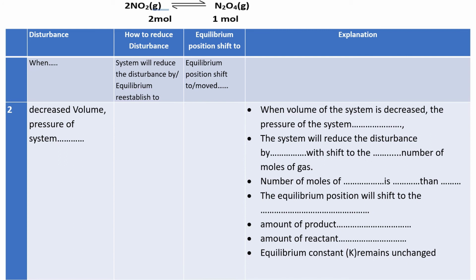Okay, how about the second factor? The disturbance is you decrease the volume. Once you decrease the volume, the molecules will collide more frequently, so the pressure of the system will increase. So this is your disturbance. So how do you reduce the disturbance? You must decrease the pressure. So decreasing the pressure will shift to the smaller number of moles of gas, or less number of moles of gas, or fewer number of moles of gas.